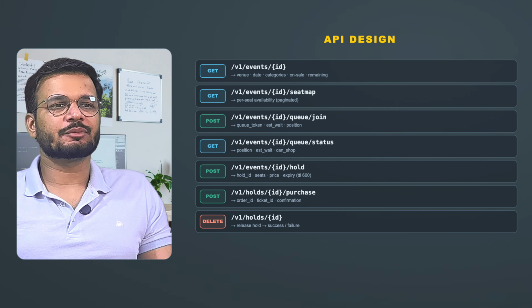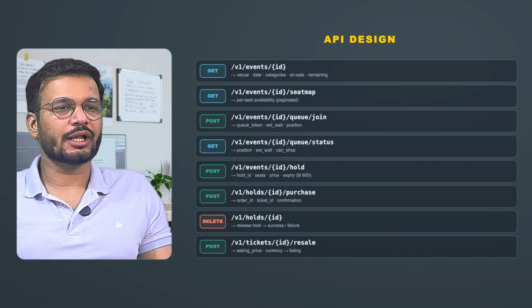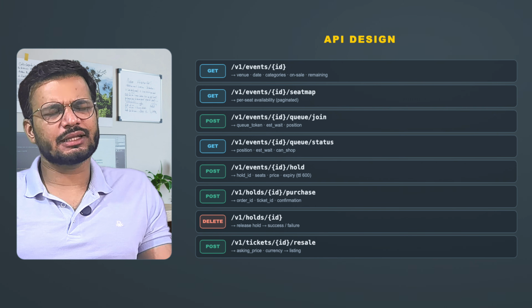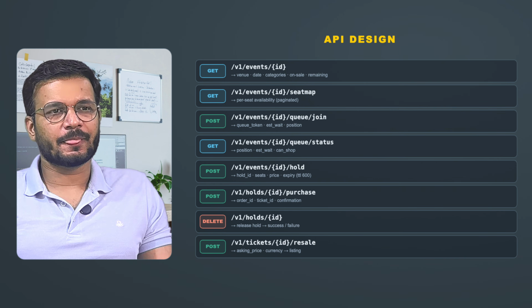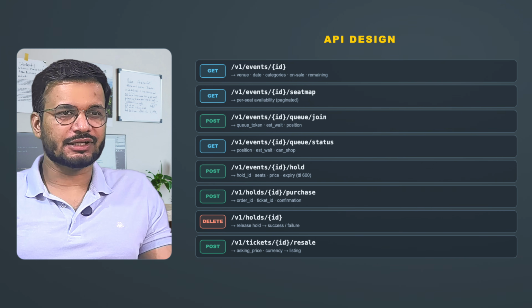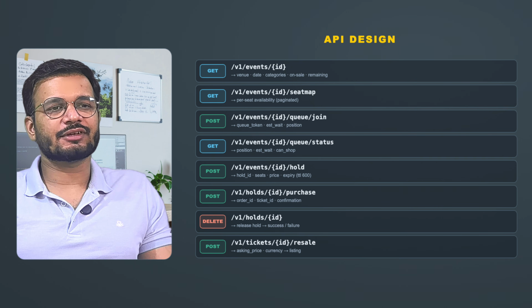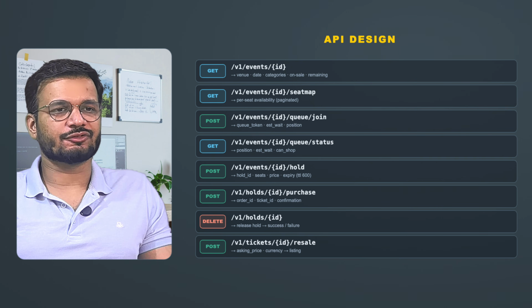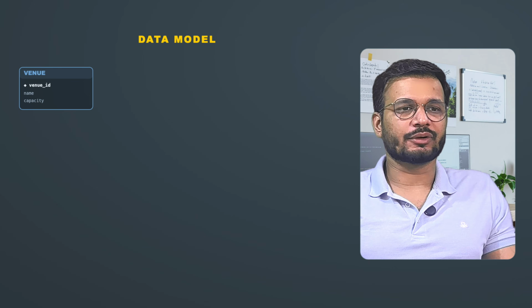And post that, there will be a release hold. If you want to release the hold, use the DELETE API for that, and we'll pass the hold ID. And it should ideally return the success or failure in case of negative. Now, if you want to list the ticket for resale, you'll pass a ticket ID and do slash resale. In that, we can put the asking price and the currency. This will be for the resale. These are all the functional requirements APIs. These are the main APIs, and we will start building around it.